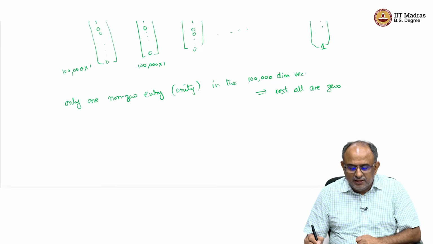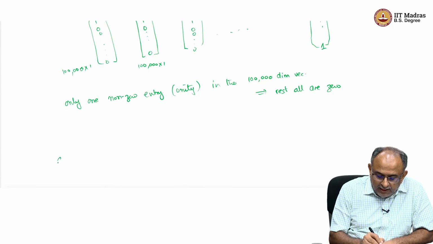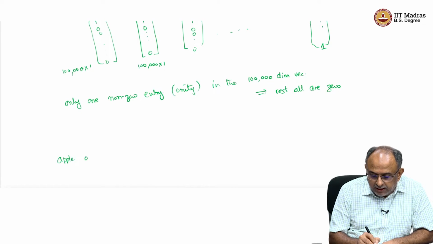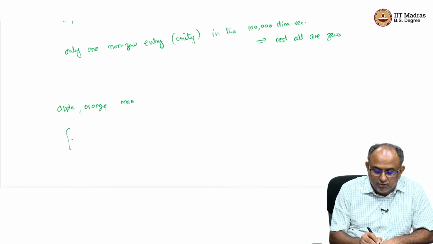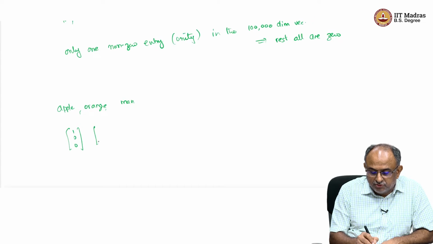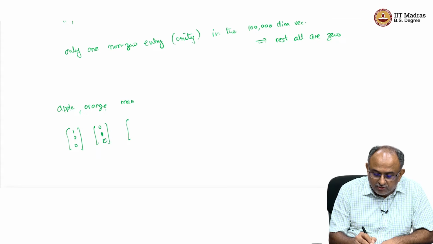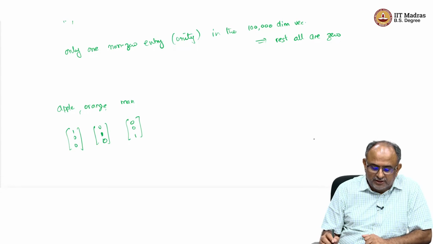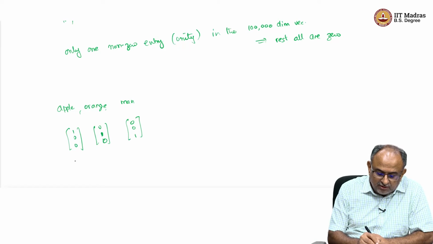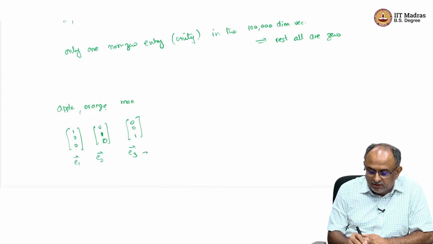The other thing is, if you look at apple, orange and man. What did I say? I said this is 1 0 0, this is 0 1 0, this is 0 0 1. These are what we call unit vectors in the 3-dimensional space. So, this is like the E1 vector; these are the unit vectors in the 3-dimensional space.